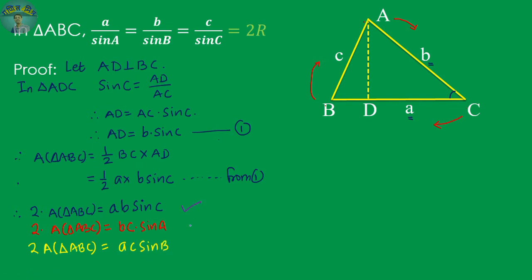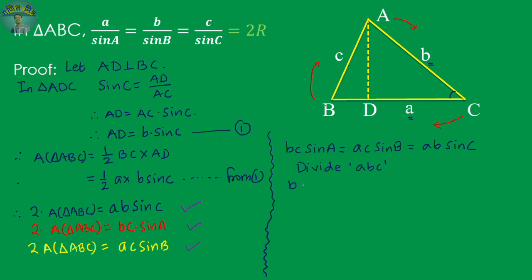Now observe these three equations. Their left hand side is equal. It means all the terms on the right hand side are also equal. So I'm going to write it here. To maintain the sequence, I'm going to write initially the term of sine A: bc sine A is equal to ac sine B, which is equal to ab sine C. Now I'm going to divide by abc all these three terms.